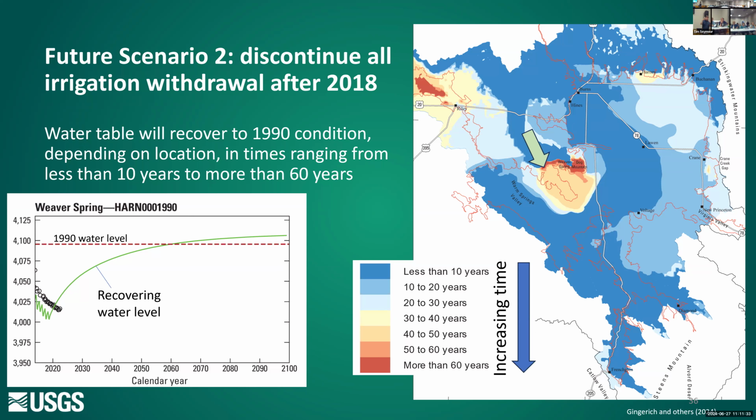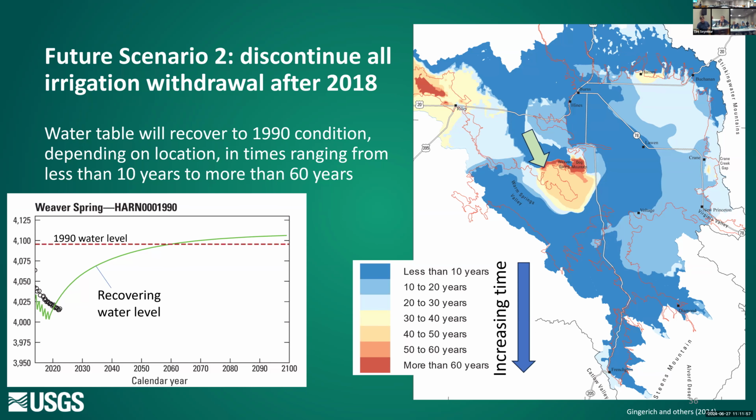And as you move away from those recharge areas and into the areas of heavy pumping, it's taking longer and longer for that recovery. In some areas of the Weaver Spring it's more than 60 years. That would be a future of zero pumping and average recharge going into the future. So that's kind of the distribution.